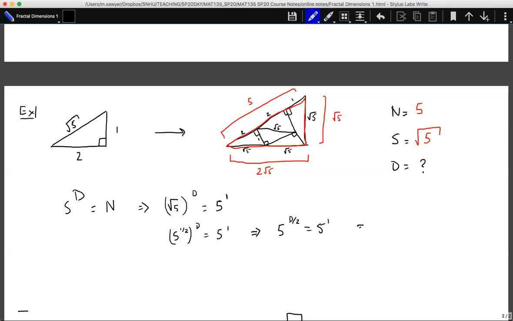The bases are the same. This means our exponents are the same. So D over 2 is equal to 1. So this means our shape has to have 2 dimensions. So our triangle is a 2-dimensional shape. And this makes sense. So let's look at another object here.